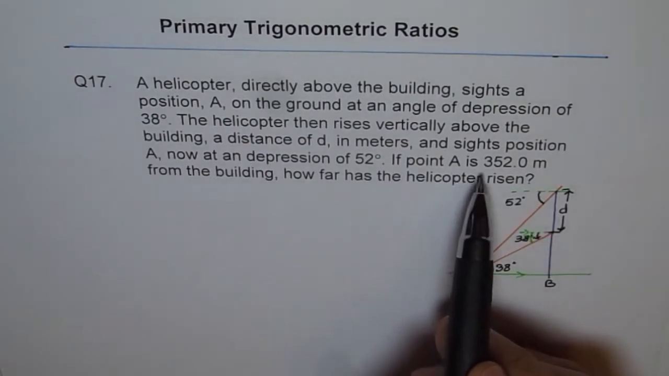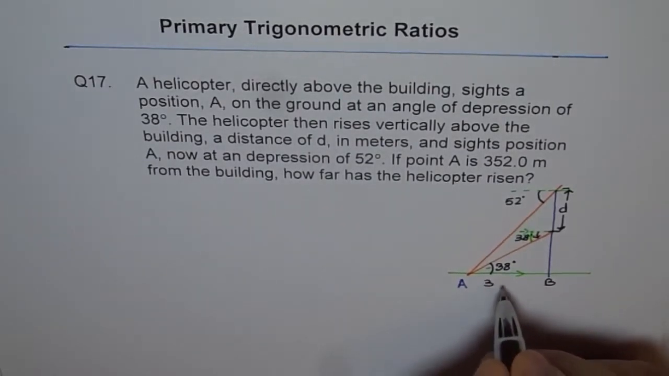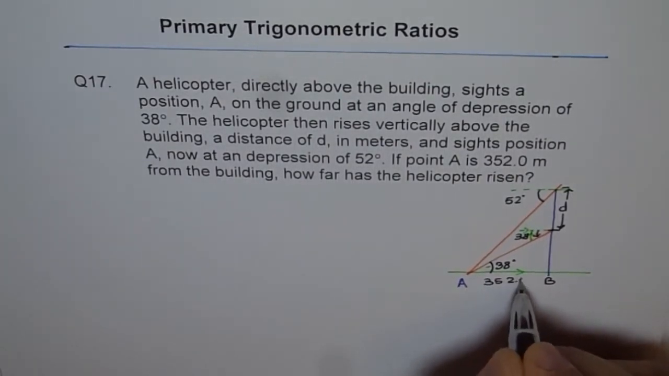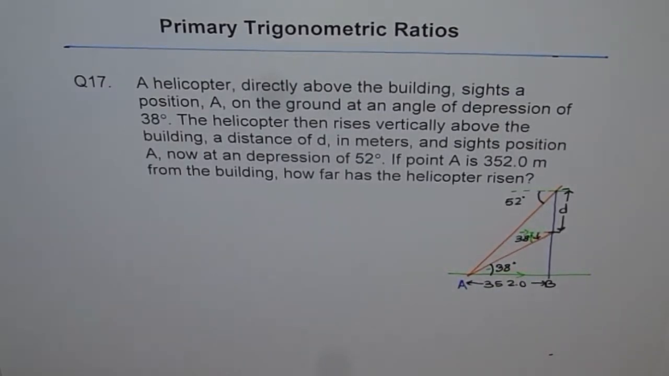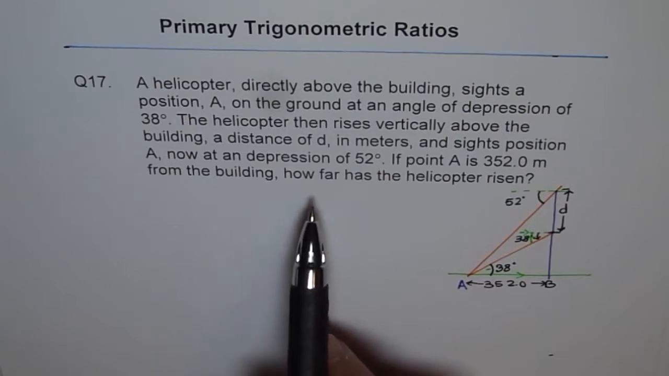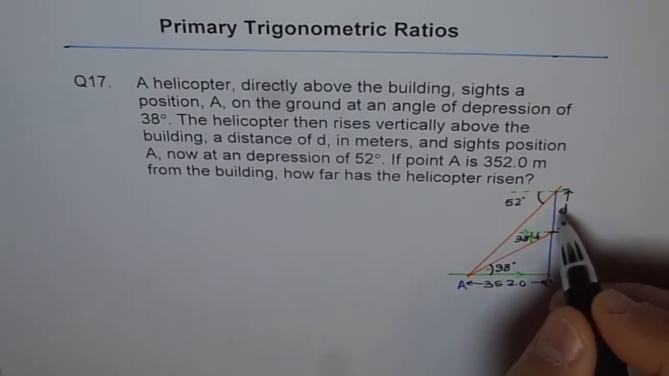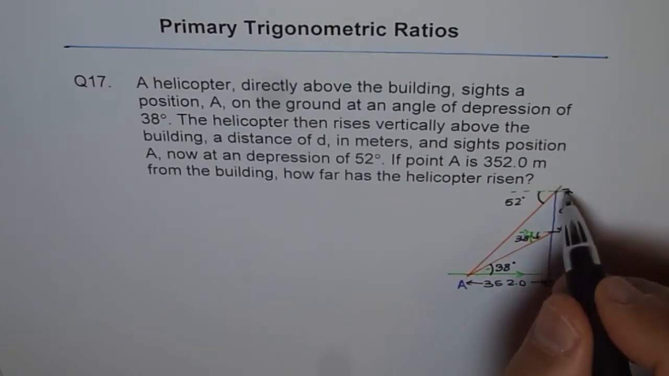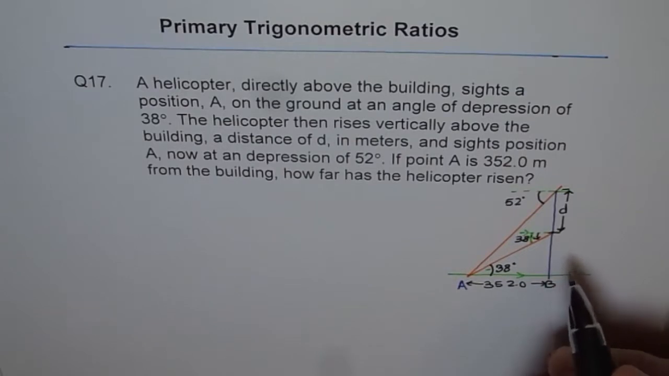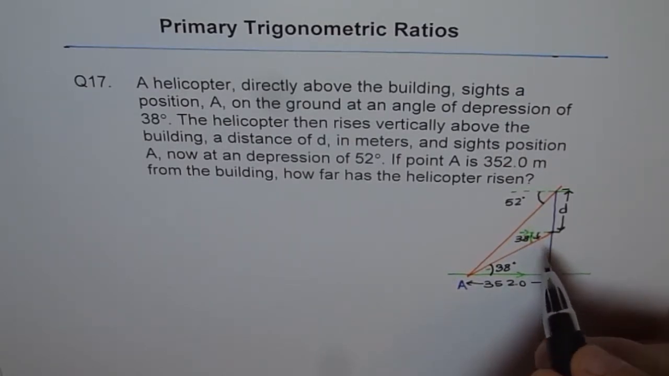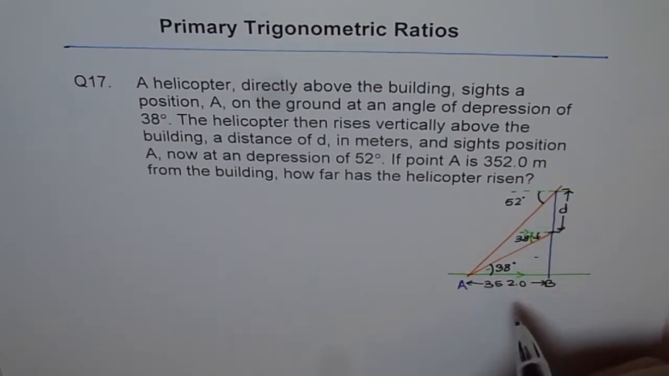If point A is 352.0 meters from the building, we are saying this point is 352.0 meters from the building. So AB is given to us. How far has the helicopter risen? That means this distance d is to be found. Now what we can do is solve this small triangle and then the big triangle to get the total distance.